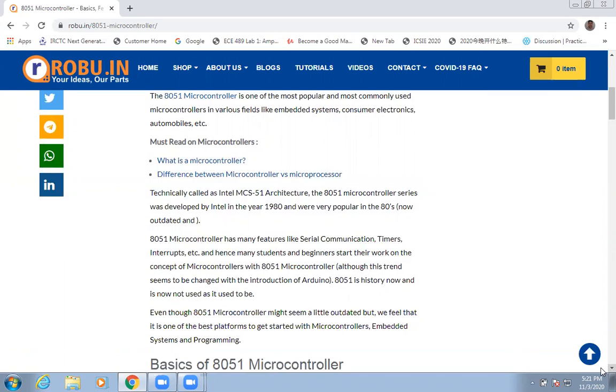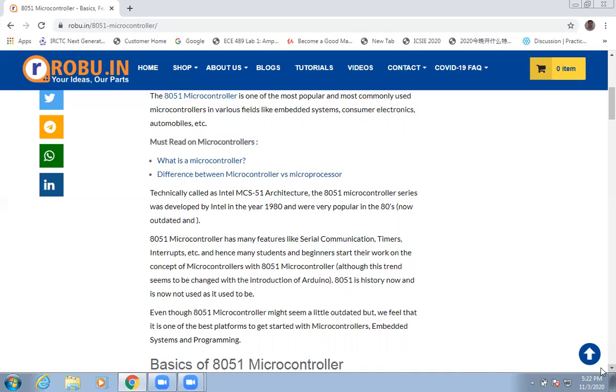Technically, the 8051 microcontroller is known as the Intel MCS-51 architecture. It was developed by Intel in the year 1980 and it was very popular in the mid 80s. But nowadays it is outdated because many advanced microcontrollers have been developed and designed by Intel.